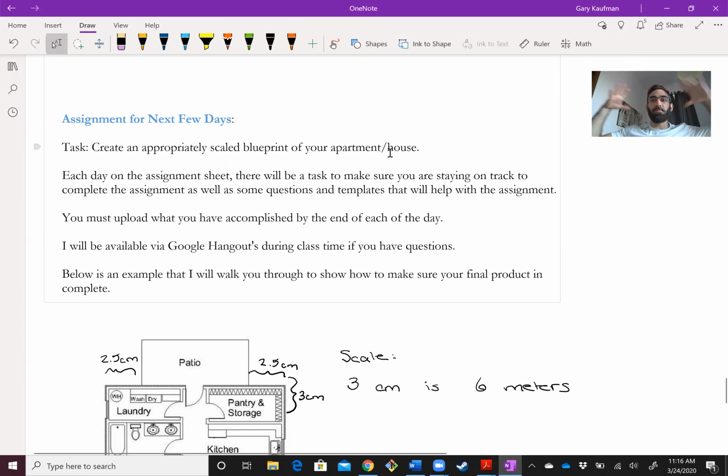Now, this might seem like a big task right now, but I will give you in the assignment sheet each day the task that you're going to do. So each day you will get the task. It's going to break it down so it's going to become more manageable. Now, you must upload whatever you accomplished for those. Sometimes it's going to be a 2 day assignment. Sometimes it's going to be a 1 day assignment. During class time, I'm always going to be available on Google Hangout. So just come on there if you have any questions.